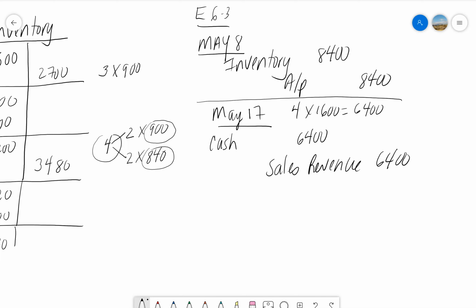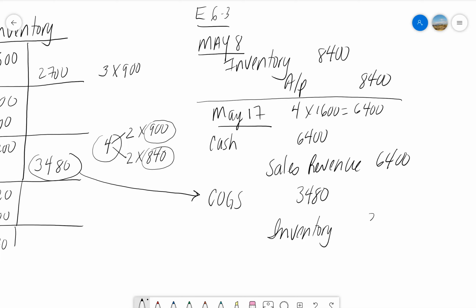Now we have to record the cost of goods sold. And if you remember from our inventory T account, the cost of goods sold is going to be 3,480. And remember, cost of goods sold is an expense, so we're going to debit cost of goods sold 3,480, and the credit will go to our inventory account, 3,480. So that's the 2 journal entries for exercise 6-3.